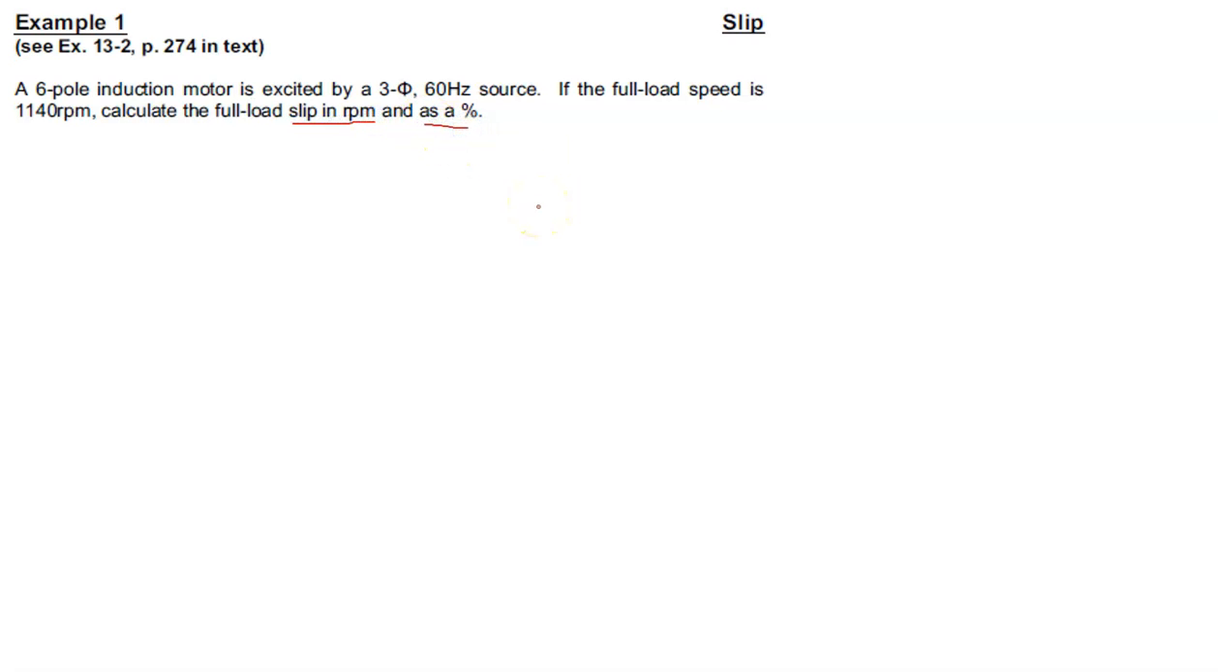Remember what we said from class, that slip is defined by industry as a percent, and so this is the slip, and the slip in RPM is the relative speed, or we refer to that as the slip speed. Okay, so keep in mind now that we have a full load speed N, and we know that NS is greater than N.